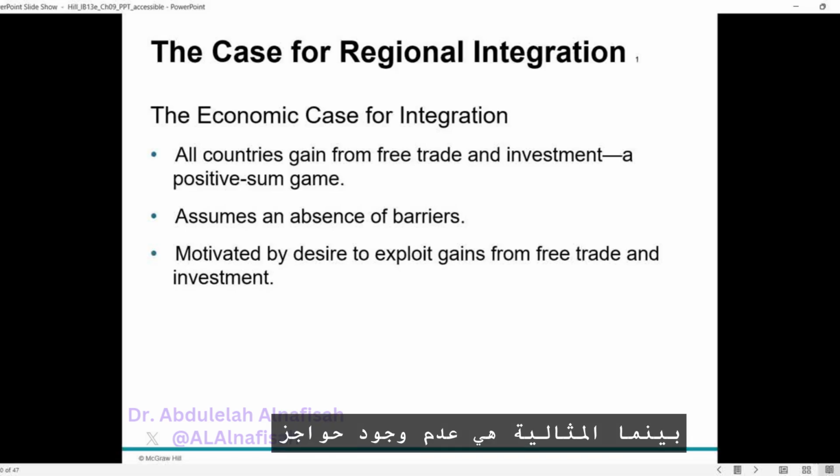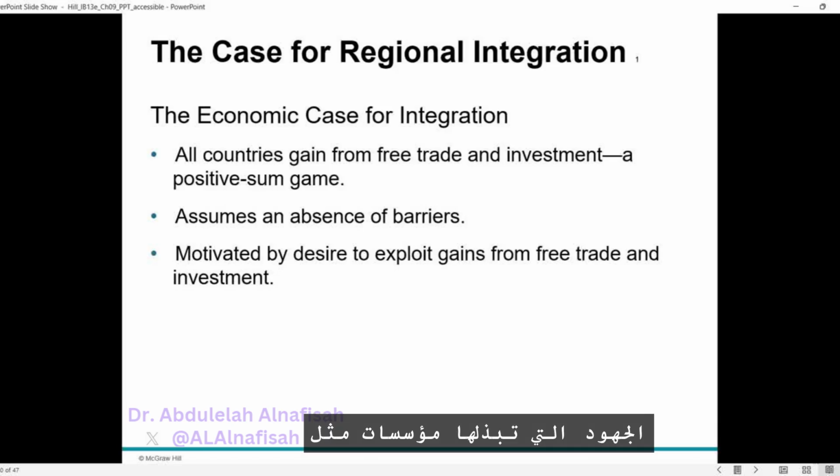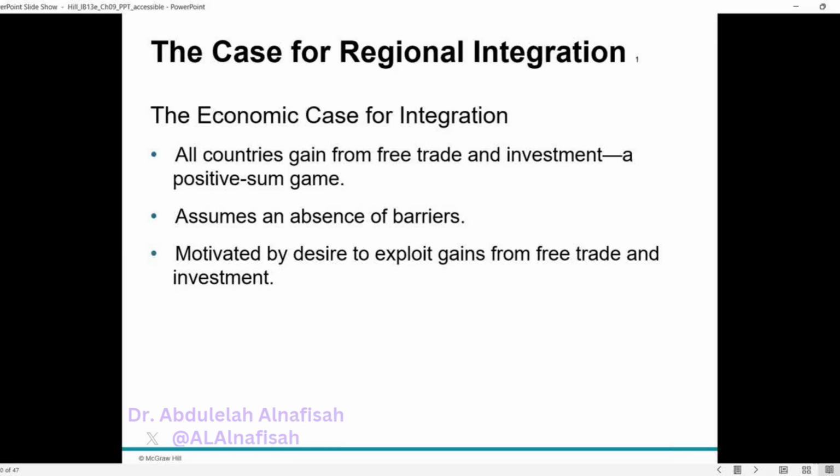Overall, economic theories view free trade and investment as a positive sum game, benefiting all participants. While the ideal is to have no barriers to trade and investment among nations, government intervention remains prevalent, with countries often supporting protectionist measures. Efforts by institutions like the WTO to promote free trade globally have met with partial success due to differing national interests and ideologies.